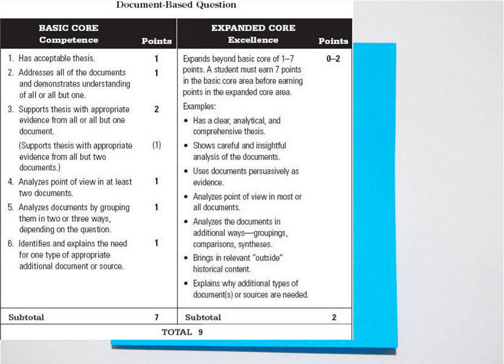And then the last point is to identify and explain the need for one type of appropriate additional document or source. So based on the basic core, you need to hit all of these 7 points in order to go to expanded core. Like I mentioned, additional document and point of view. Additional document is when you get your sources, right? And you get a source from a king, a queen, a noble, and a merchant, right? And you're looking for another source that could help explain or answer the question.